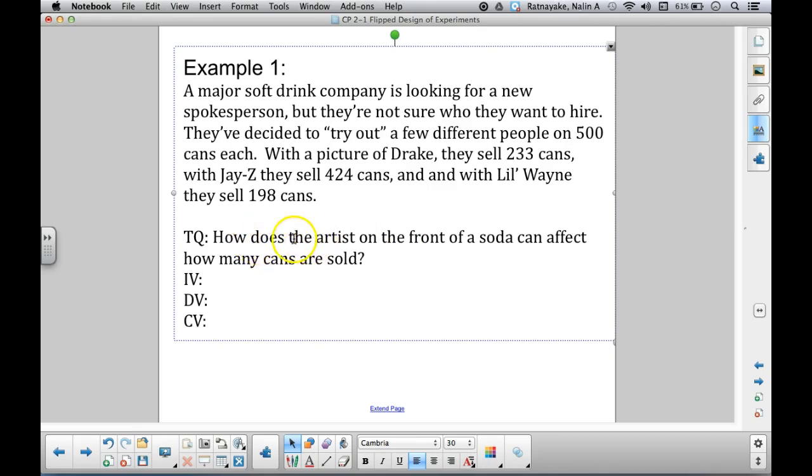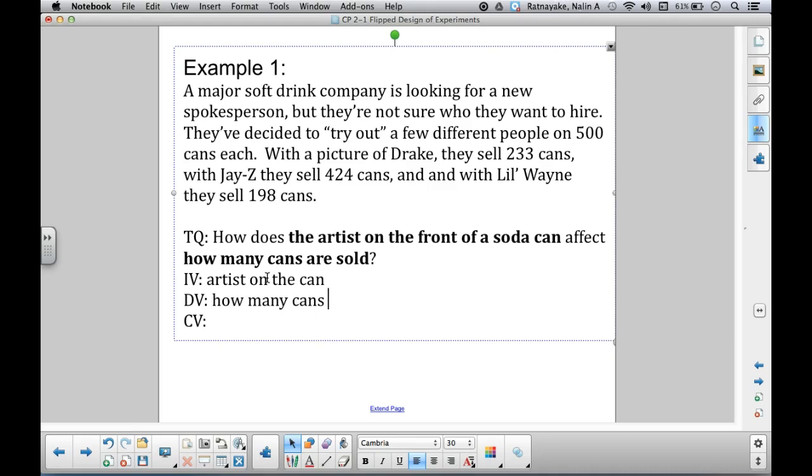I'm looking for the effect of one thing, the artist on the front of a soda can. And I'm looking for its effect on how many cans are sold. My independent variable is what I'm going to change every time, or what I'm looking for the effect of. It's the artist on the can. My dependent variable is what I'm looking for the effect on: how many cans are sold. That's the dependent variable.